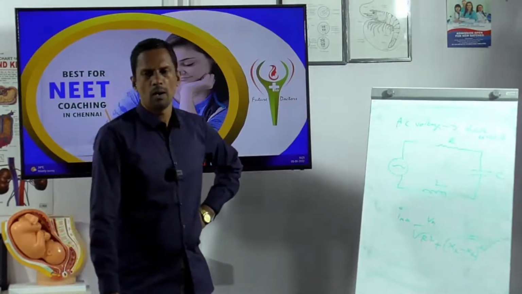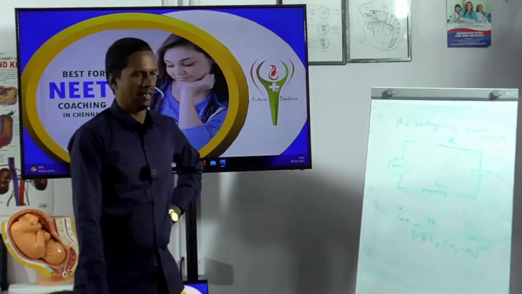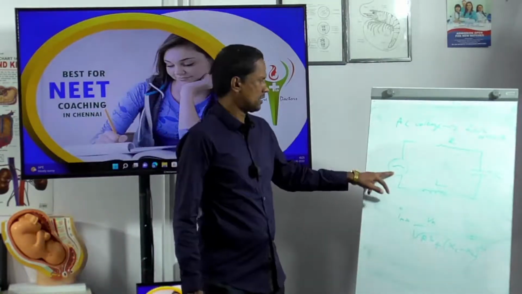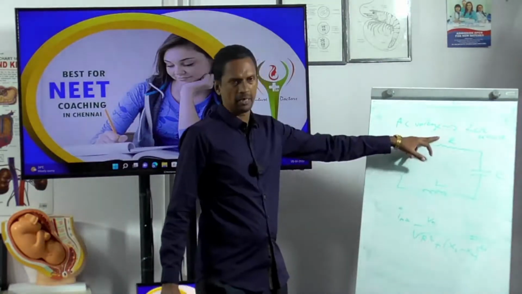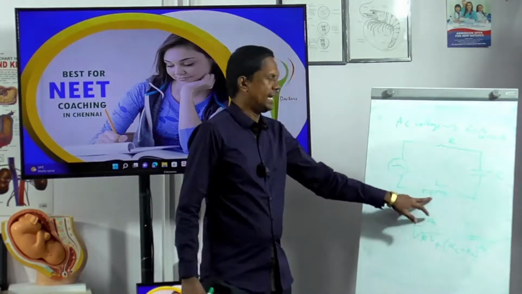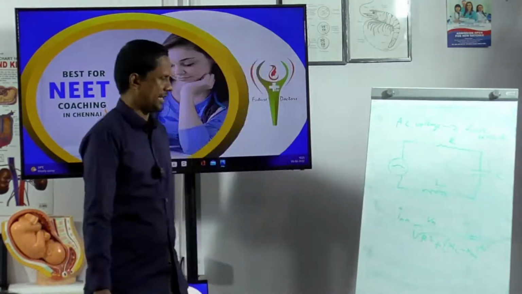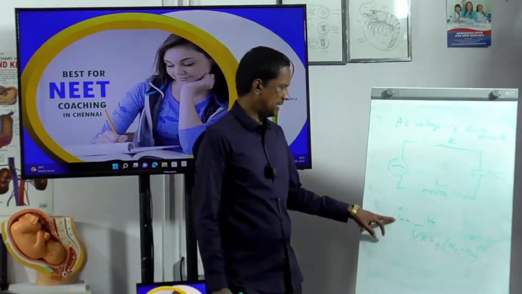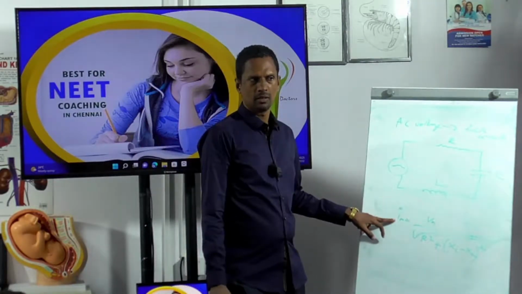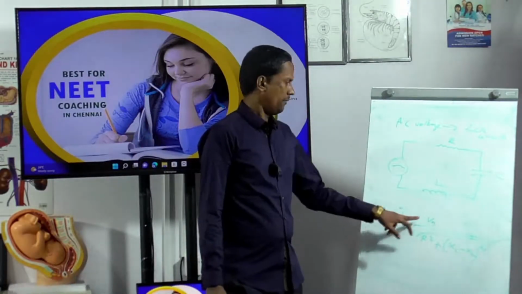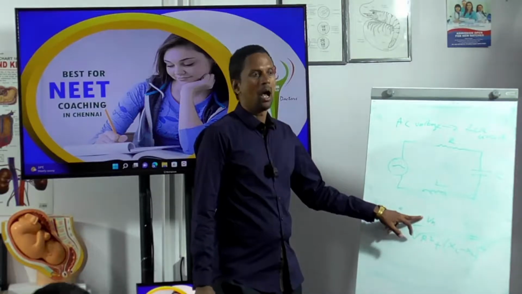So now what I am going to do, I am attaching all the three now. This is the source, the AC voltage. So all the three I am attaching: resistance, capacitance, inductance. If I attach the inductance, what will happen? Im is the maximum current, and Vm is the maximum voltage.